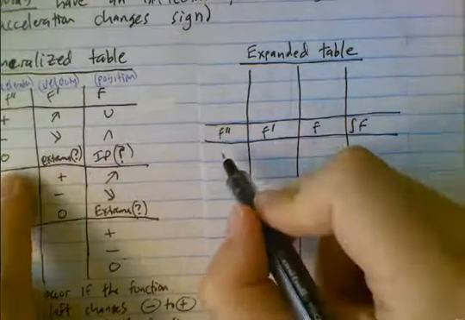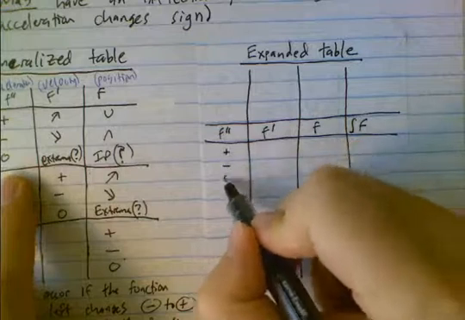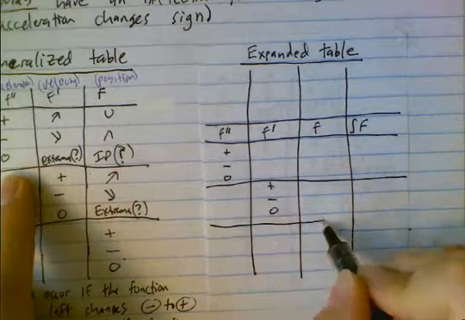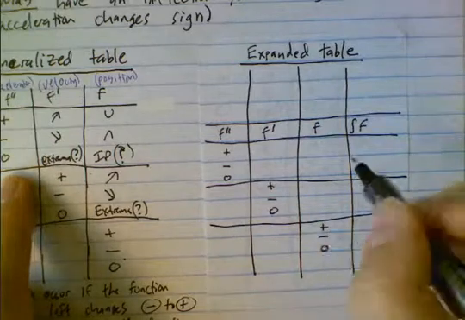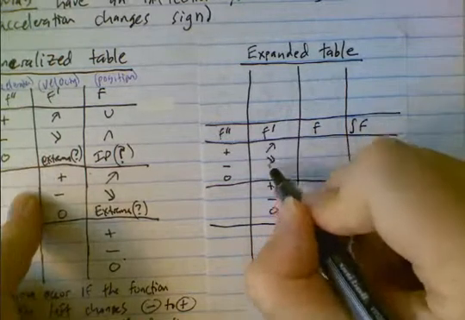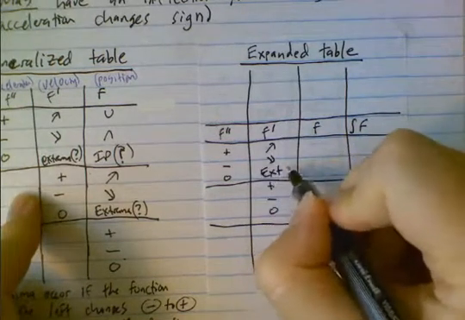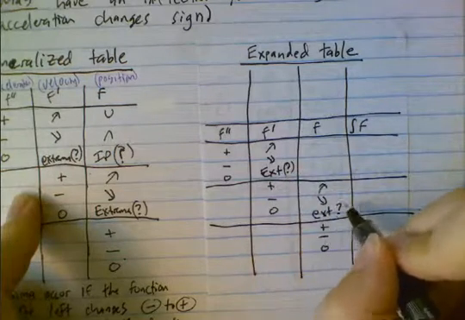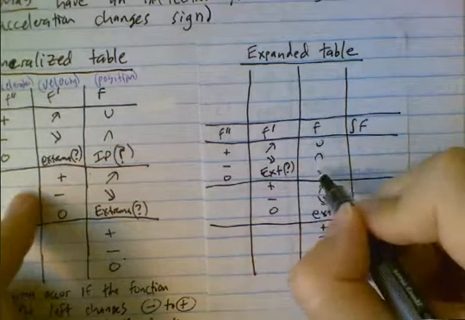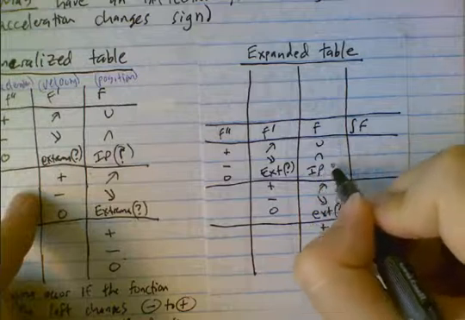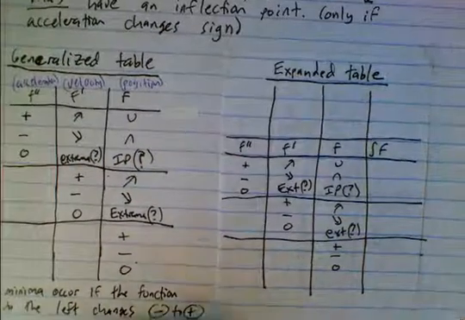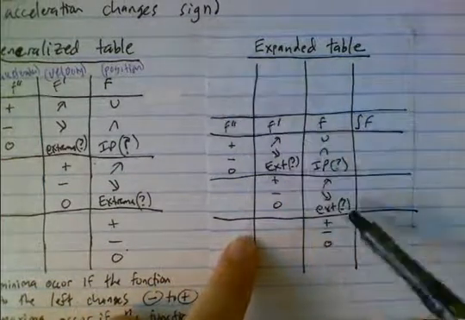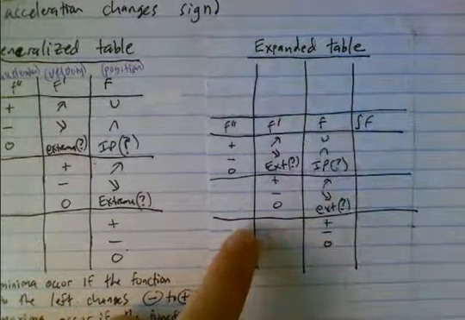You should be able to fill this in quite quickly. Positive, negative, 0, positive, negative, 0, positive, negative, 0, increasing, decreasing, extremum, increasing, decreasing, extremum. But notice that we don't have to stop there. These diagonal patterns just continue.